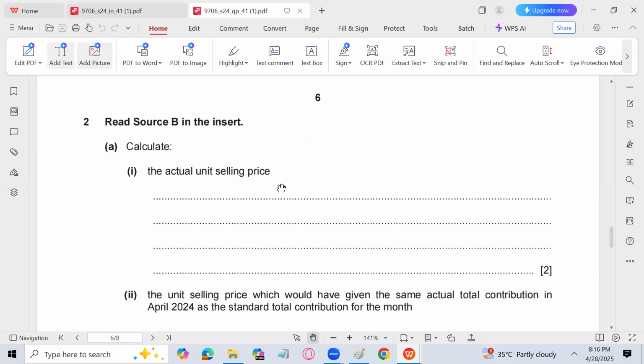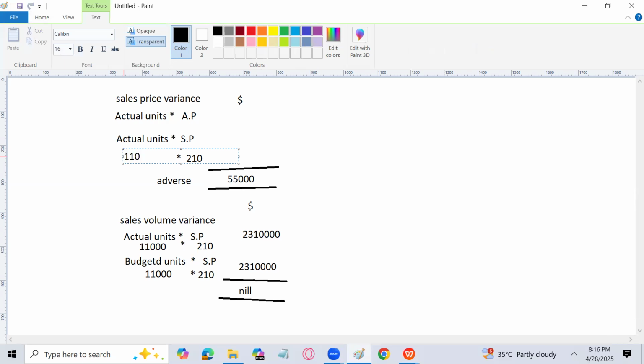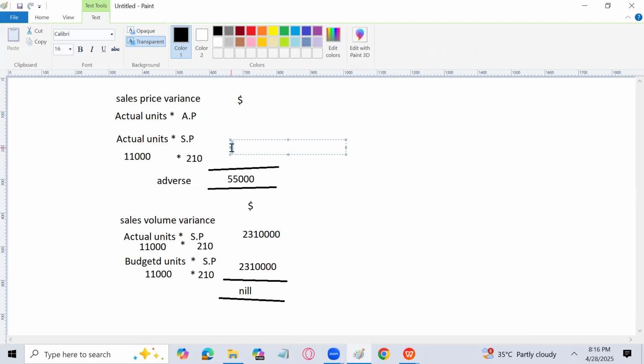Calculate the actual unit selling price. How are we able to find the actual unit selling price? We will use the formula of sales price variance and we can find the actual unit selling price. So let's see. Actual units into actual price, which we want to know, and actual units into standard price. So what are the actual units? That is 11,000, because we already know that budgeted units are equal to actual units. So it means that actual units are 11,000.